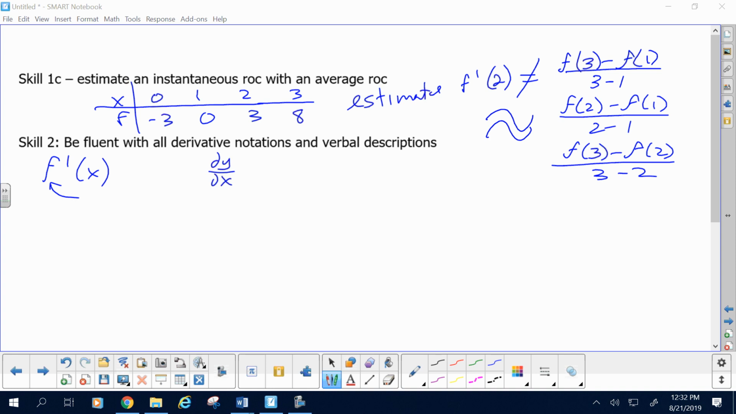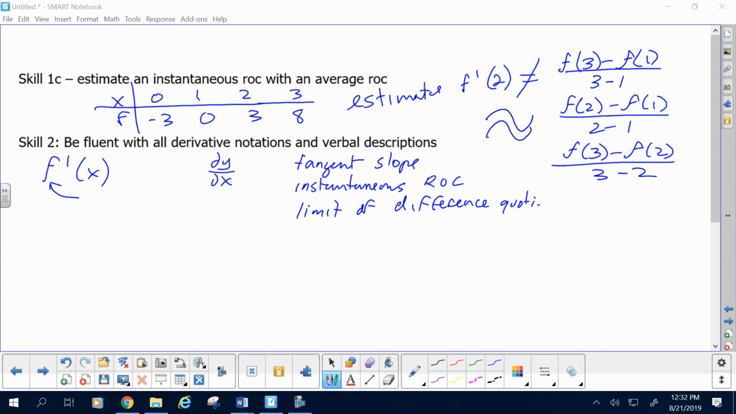Verbal description. Give me one way to describe or another way to think of the derivative. Slope of what? Not a point. Tangent slope. Slope of the tangent. What else? Think rates of change. Instantaneous rate of change. You could also often hear it referred to as the limit of the difference quotient. Now that definitely is a reference to the actual definition of the derivative. But all those could be asked.